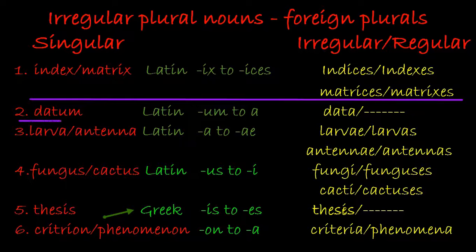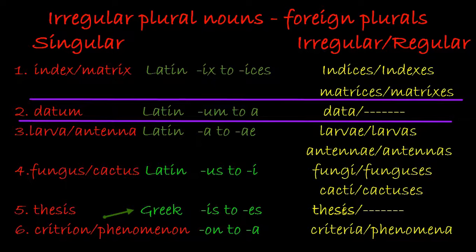Again, we take a Latin word like datum, which is a single unit of data. So the plural of datum is data, you wouldn't say the datas. That is not an accepted regular plural. Not in a formal way, anyway. So it's final um to a.